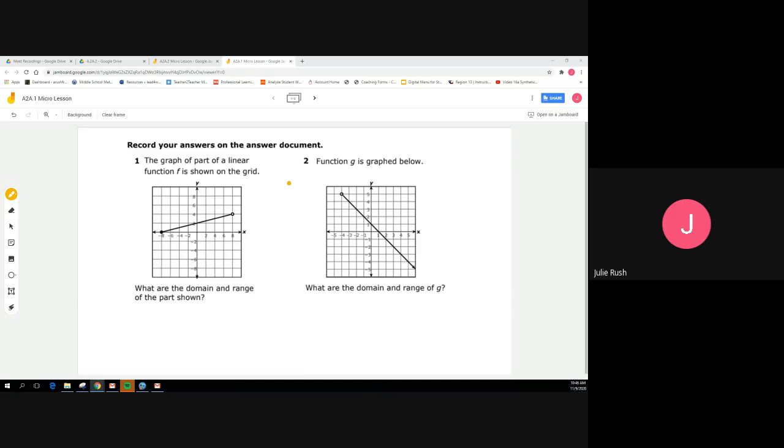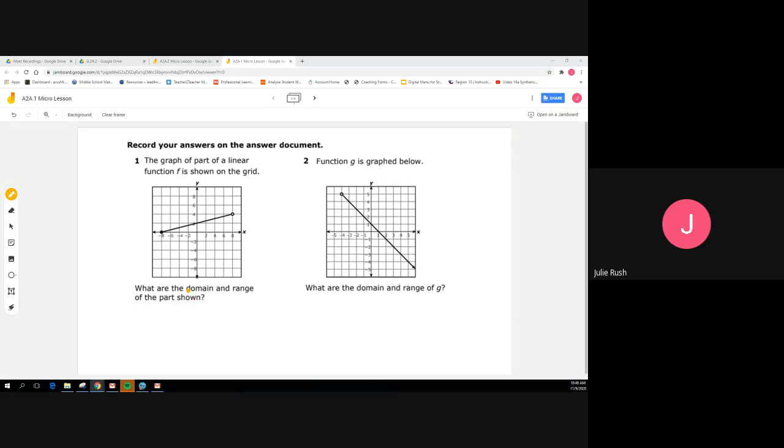This lesson covers determining domain and range of a linear function given a graph. So let's look at number 1. The graph of a part of a linear function f is shown on the grid below. What are the domain and range of the part shown?